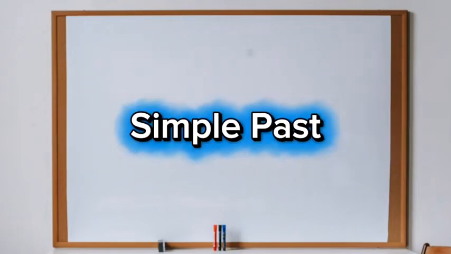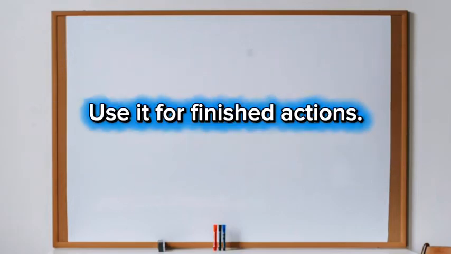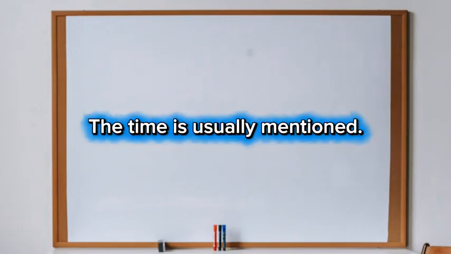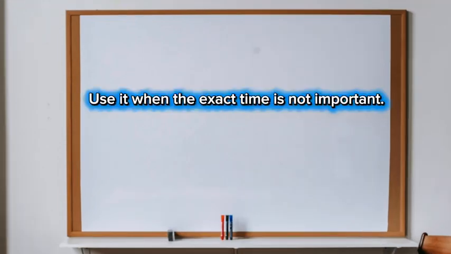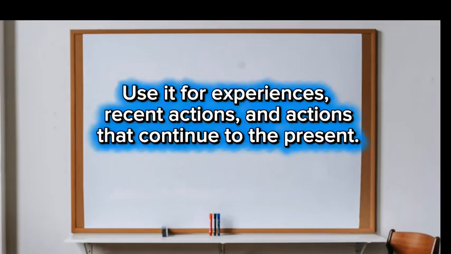Quick summary. Simple past: use it for finished actions. The time is usually mentioned. Present perfect: use it when the exact time is not important. Use it for experiences, recent actions, and actions that continue to the present.